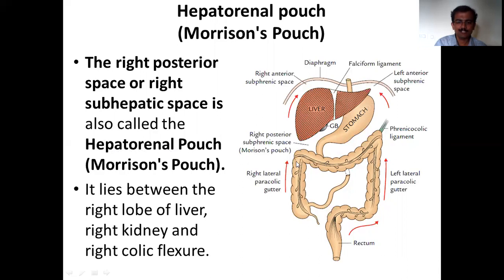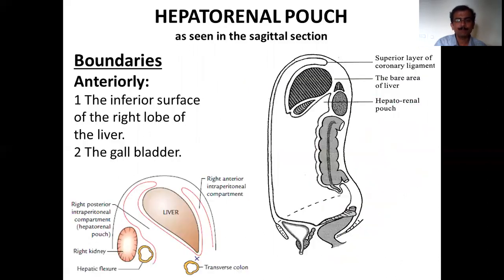the right colic flexure. Here you can see this is the right colic flexure. This is also called the hepatic flexure. So this is the region where the right subphrenic space or Morrison's pouch is present. This can be asked as a short note, so this is important.